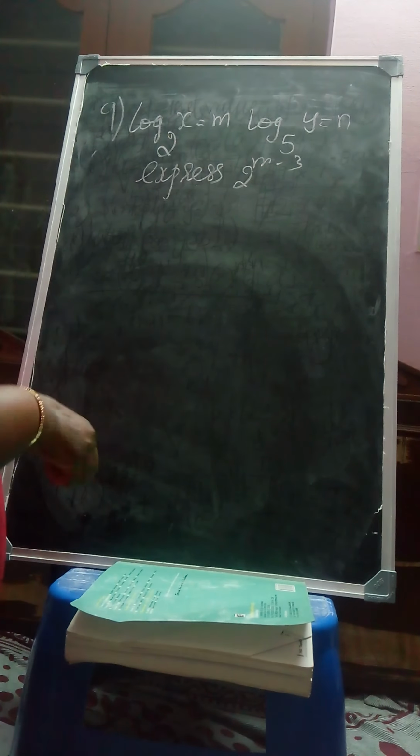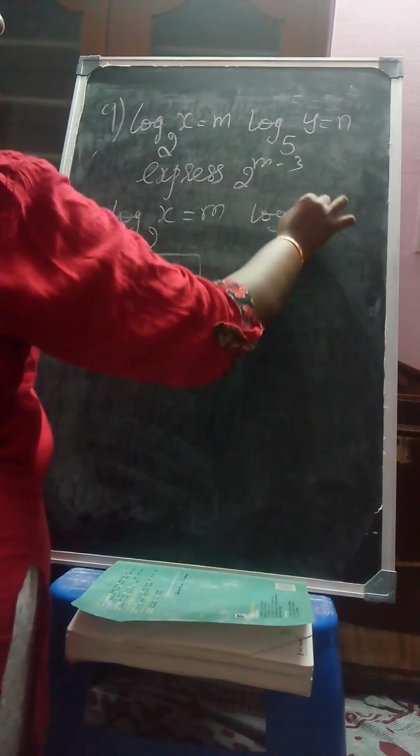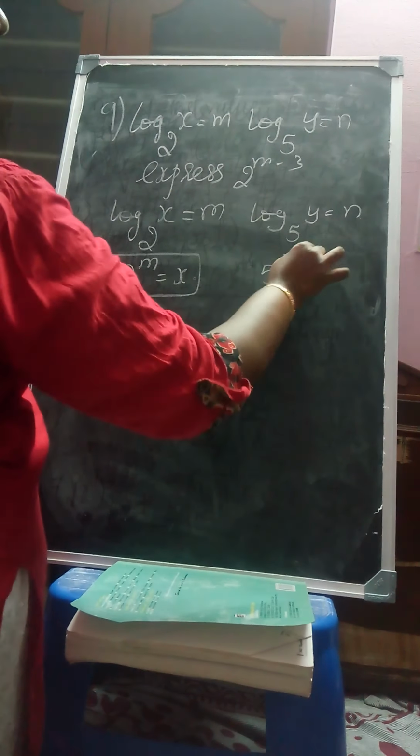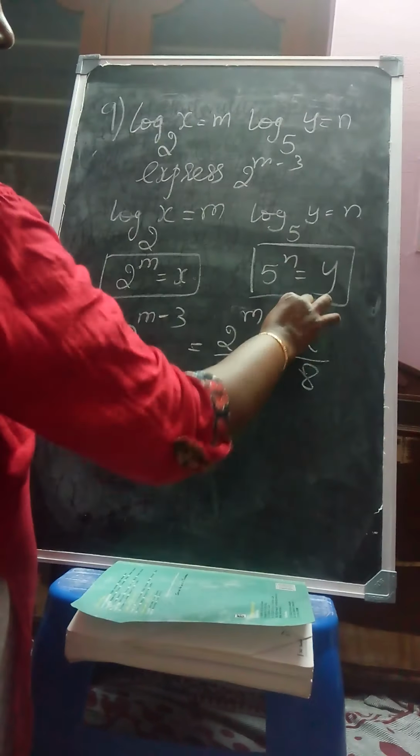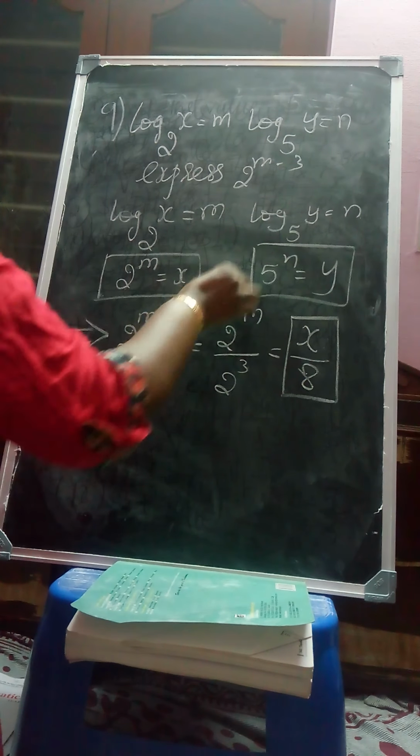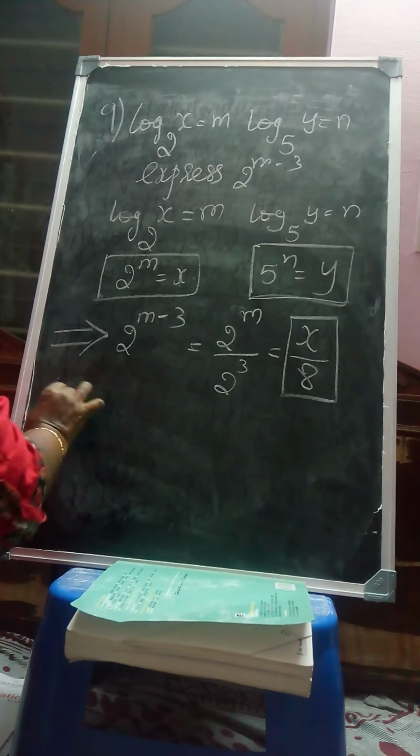Now, see here, log 2x is equal to m. Now, this I can write it as 2 raised to the power of m is equal to x in the exponential form. Now, log 5y is equal to n. Now, this will be 5 raised to the power of n is equal to y. This is the exponential form. Now, we need to take this. What is that? 2 raised to the power of m minus 3. As I said before, this is the quotient law. So, this will be written as 2 raised to the power of m by 2 raised to the power of 3. This minus 3 will come down as plus 3. Now, here, what is 2 raised to the power of m? x. 2 raised to the power of m is x. x by, what is 2 cube? 8. So, we have expressed it, x by 8. Now, the second one, you will do it. I am not going to do it. The second part, you will use this and you will solve the second part. That is for you to finish.